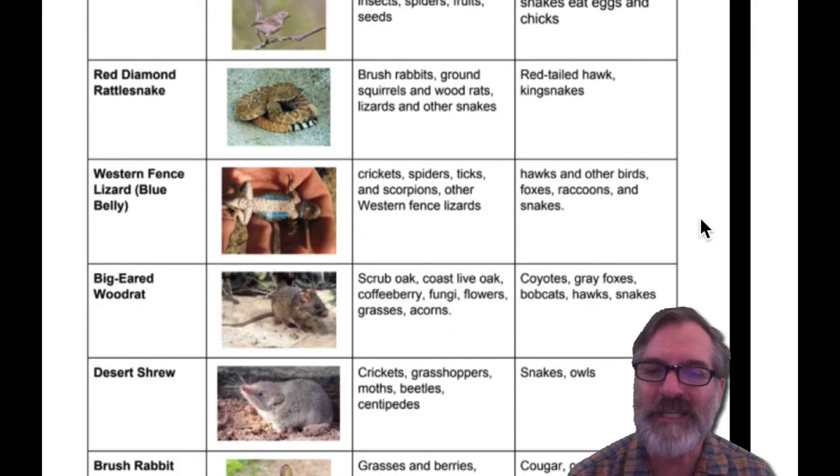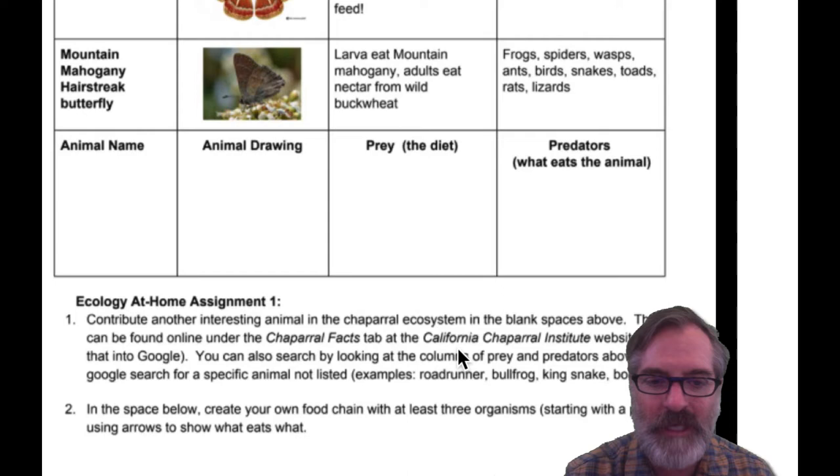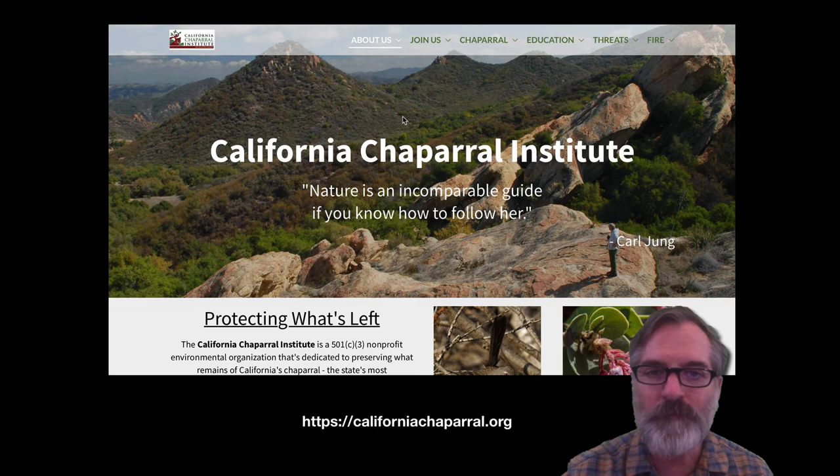And then the assignment tells you that what you want to do is add 1 more organism or animal. So you're going to look that up on the California Chaparral Institute website. You're going to sketch a picture. You're going to draw what it eats or list what it eats and then what feeds upon it. Okay, so that website looks like this here.